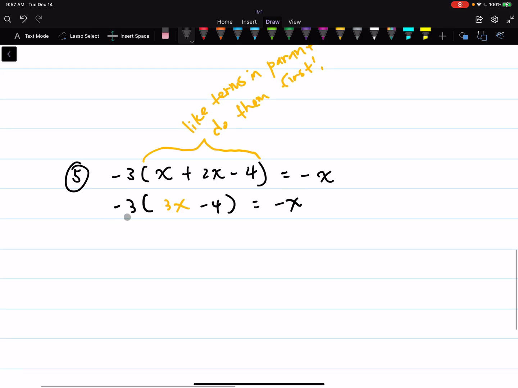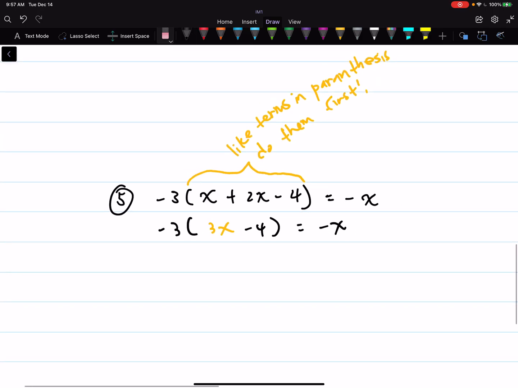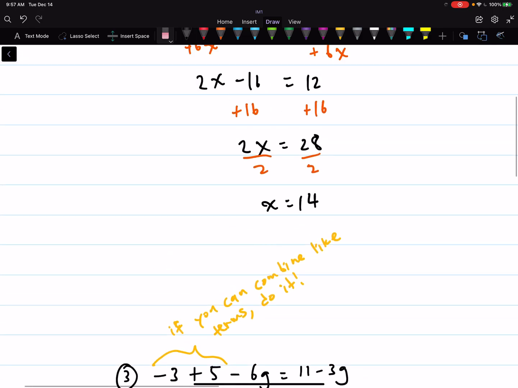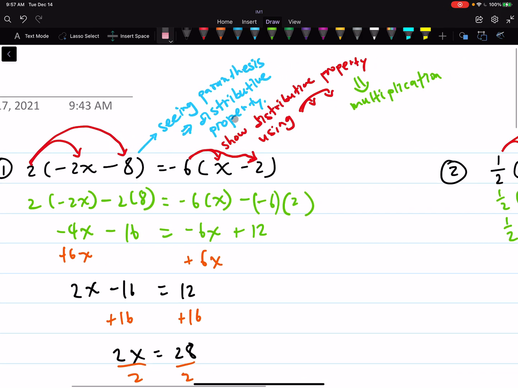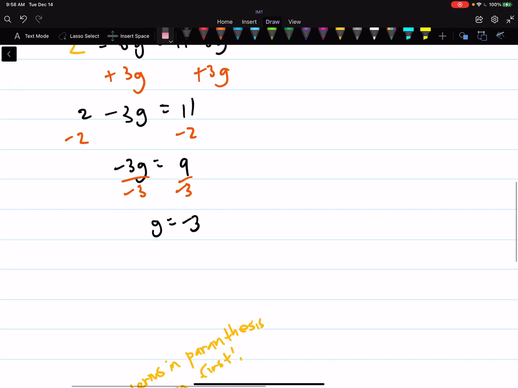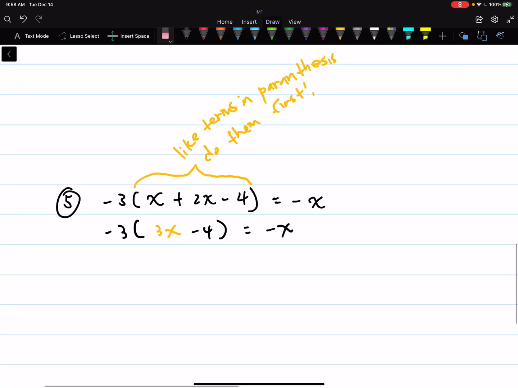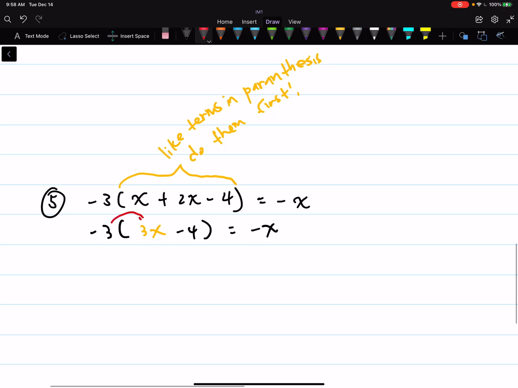And then negative 3 times 3x is negative 9x. And before I do that, you see parentheses. Seeing parentheses means distributive property, showing distributive property through arrows, which means multiplication. So let's go ahead and do that. So I'm going to do negative 3 times negative 3x, negative 3 times negative 4. And so if I were to write that, it's going to be negative 3, negative 3x.